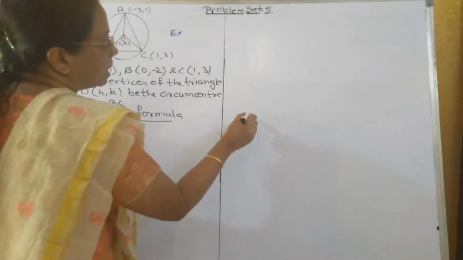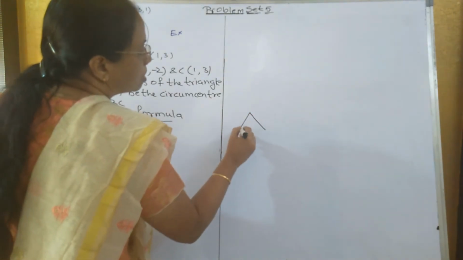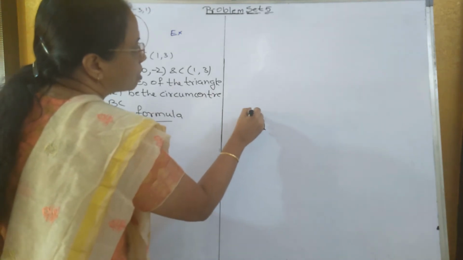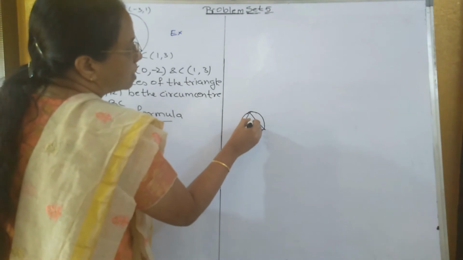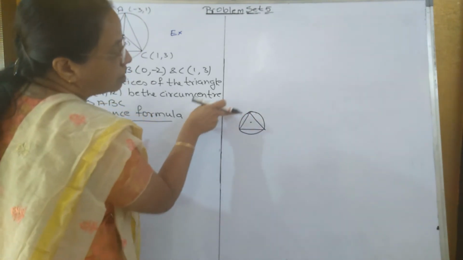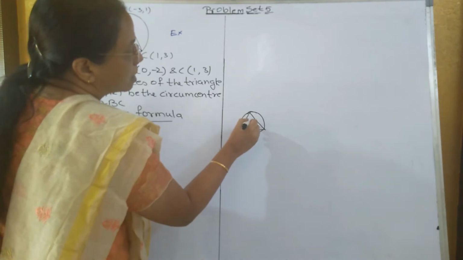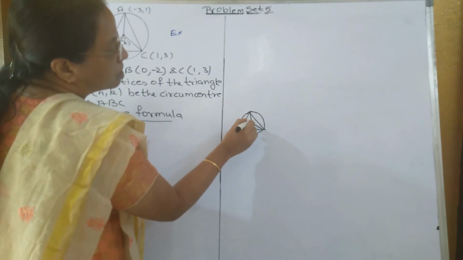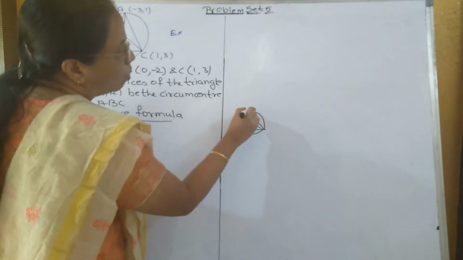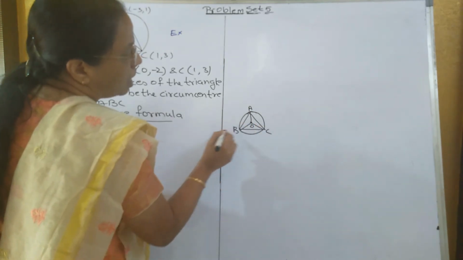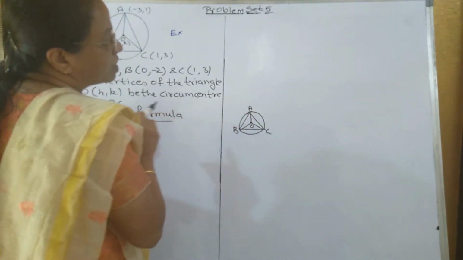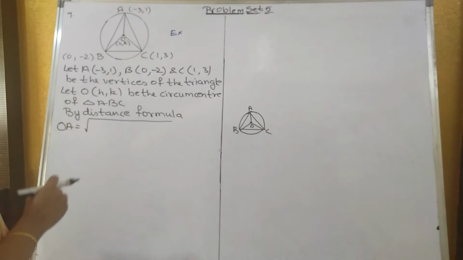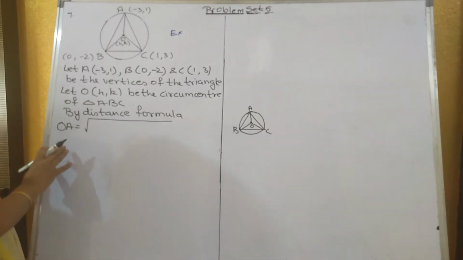Now we have studied in 9th standard how to draw a circumcircle. If this is a triangle, we draw a circumcircle by touching all the 3 vertices of the triangle. So the circumcenter is the center of this circle which is touching the vertices of the triangle. This is O, then OA, OB and OC are the radius of the circle. Since they are the radius of the same circle, they all have to be equal. That is OA should be equal to OB should be equal to OC. So that is why first we will find out OA, OB and OC by distance formula.